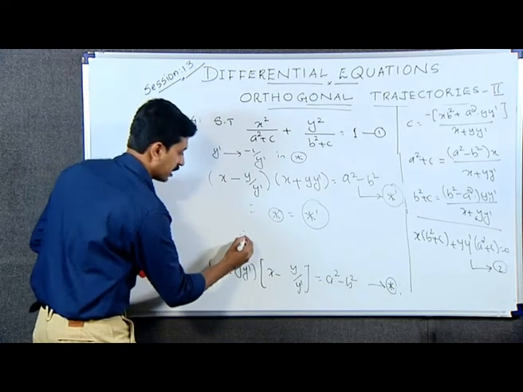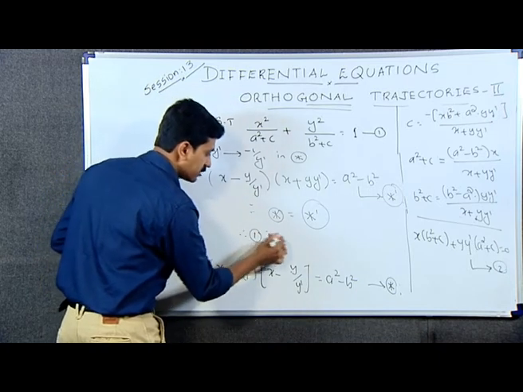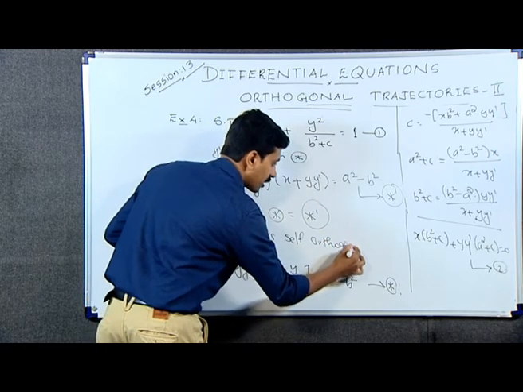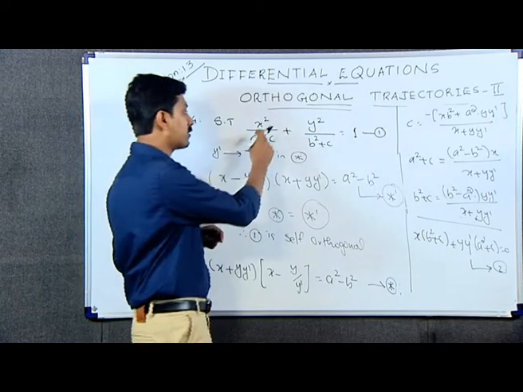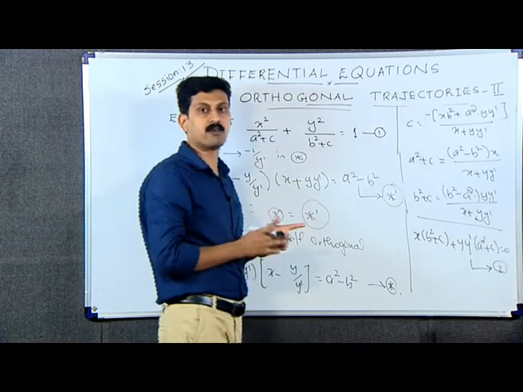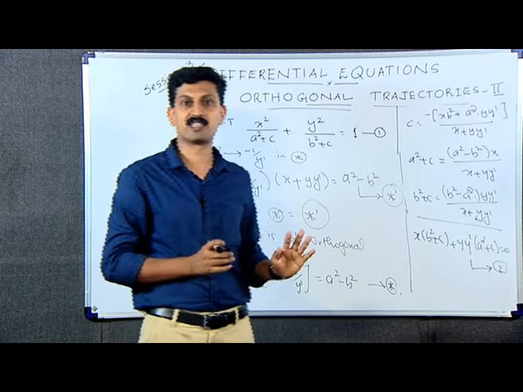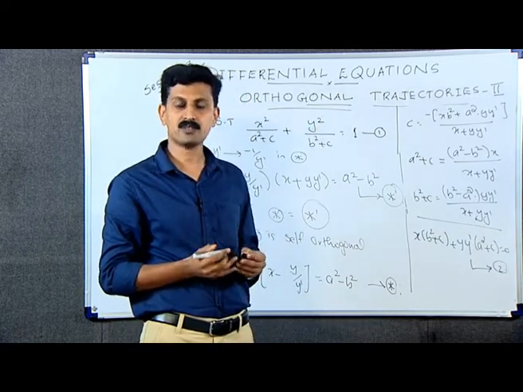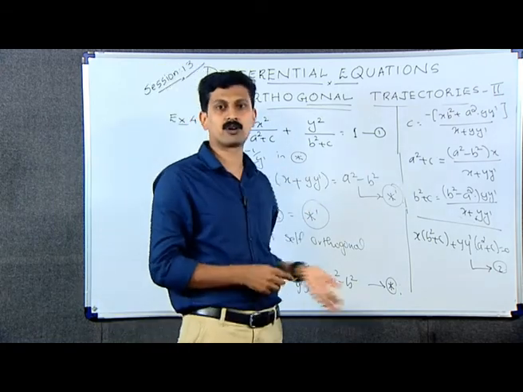Therefore, we can say that 1 is self orthogonal. That means the collection of all ellipses of the form x square by a square plus c plus y square by b square plus c equal to 1, where a, b are constants and c is a variable, is a self orthogonal family. So, we can find many very interesting problems on orthogonal trajectories.